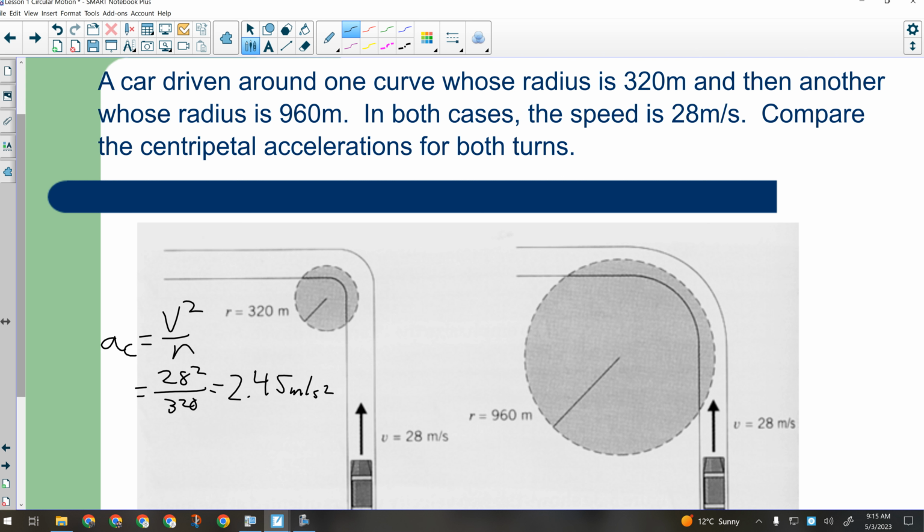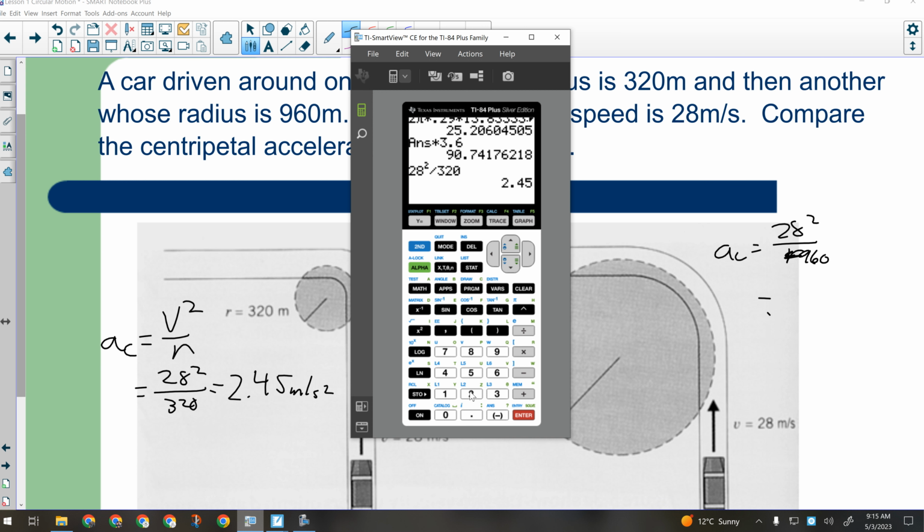Now, if we take that corner, still crazy friend, 28 meters per second, but now that corner is 3 times wider, our centripetal acceleration is going to be how many times smaller? If I'm dividing by a number 3 times as large, I'm going to end up with a number 3 times smaller. And so that's going to be 960 on this one. Pretty sure if I multiply that by 3, I get 2.45. So 3 times less, because I took a corner 3 times wider.